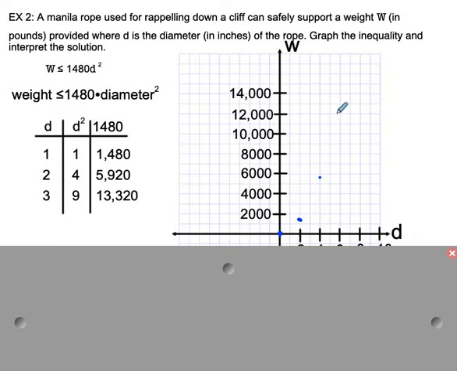So I come up here in my graph and I plot those points. If you look, it's not linear. The graph does say equal to, so it will be solid, to the best of your capabilities.